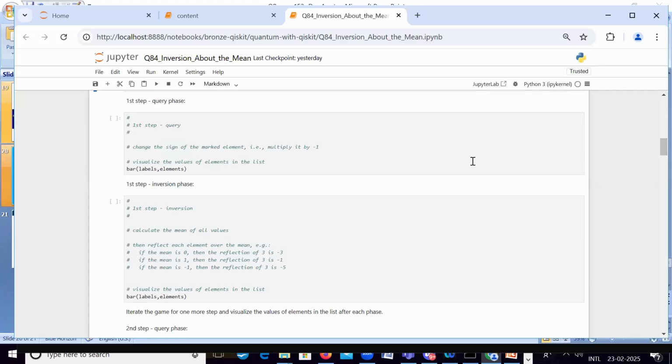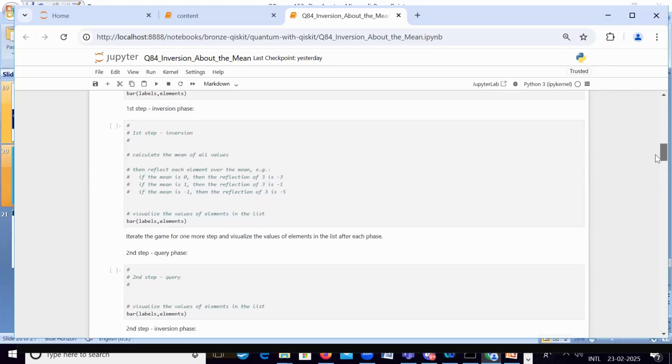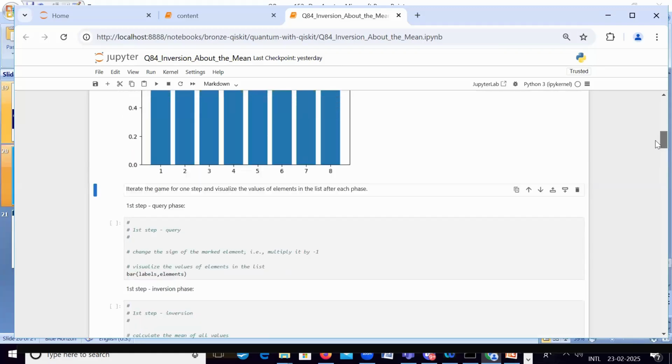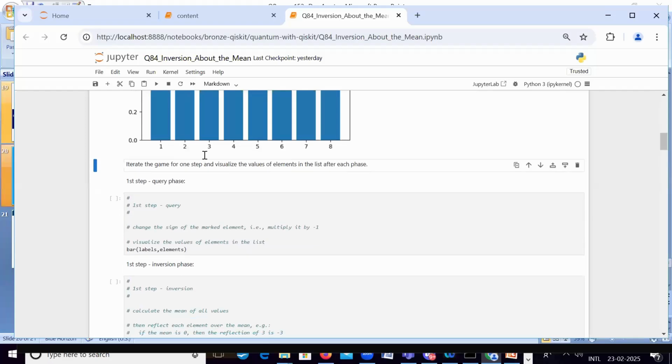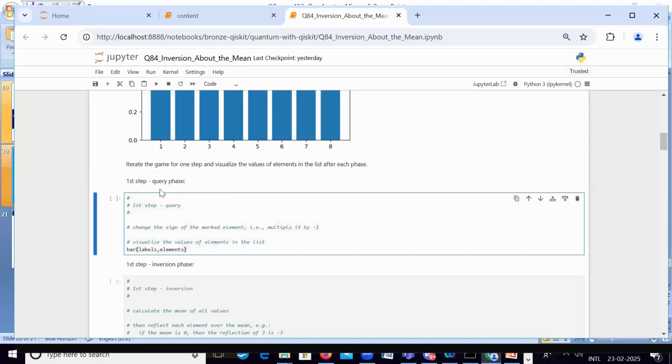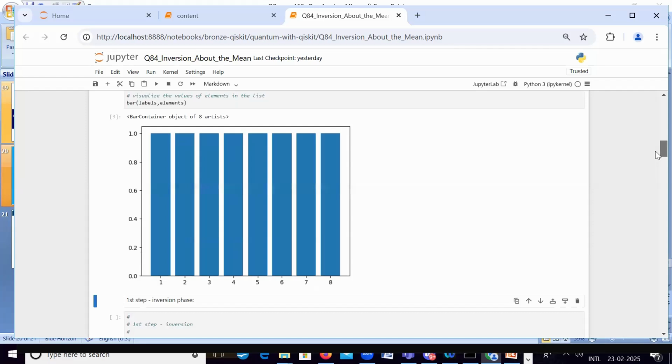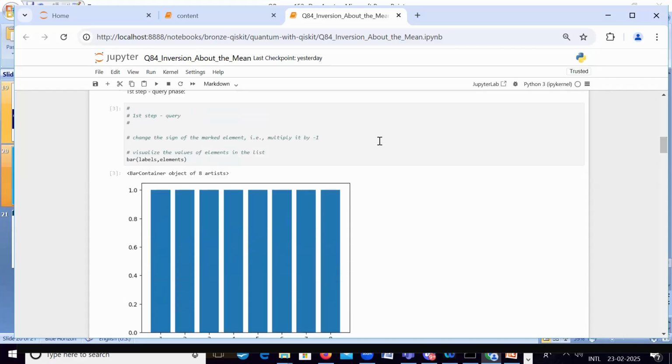The next part is to check the inversion phase, and the second part is to apply the query. Here, this is the query phase, and the second phase is the inversion phase. There is no great change here, as we haven't added any code. Here are some suggestions being marked.